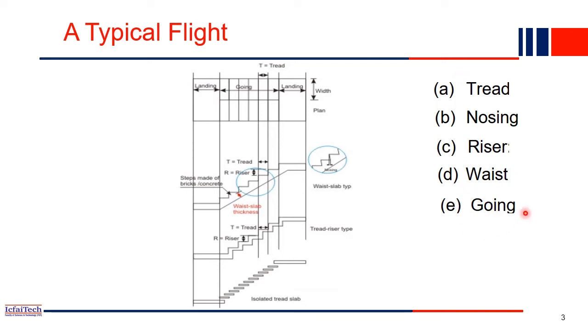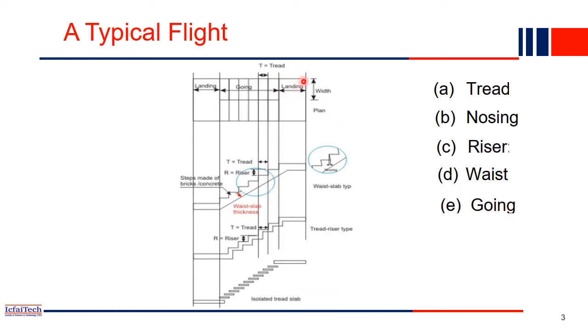So first we understood what the going means: the middle portion where you are basically climbing the stairs, that portion we call the going. The bottom portion from where the stairs start is a landing, and the top portion where the stairs end, we call one more landing. The two landings are there, and the middle is the going. Okay, so now you understood the going.